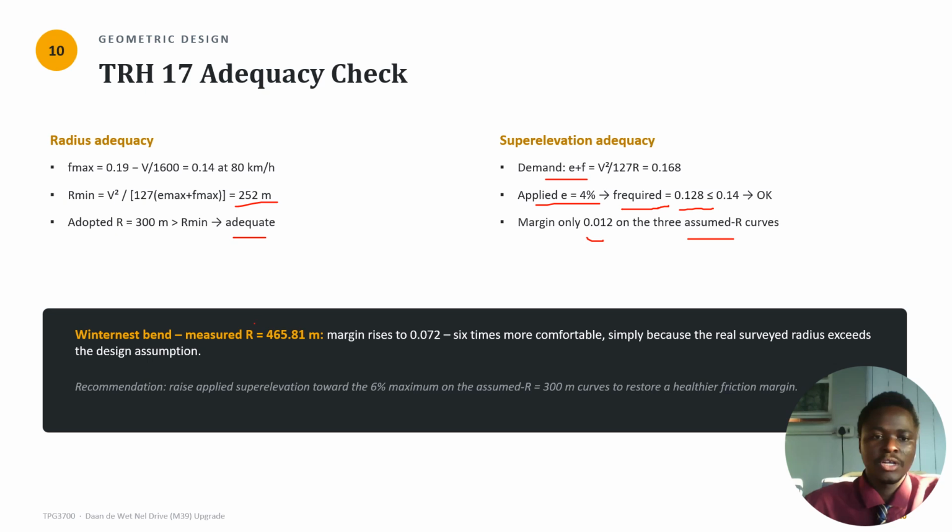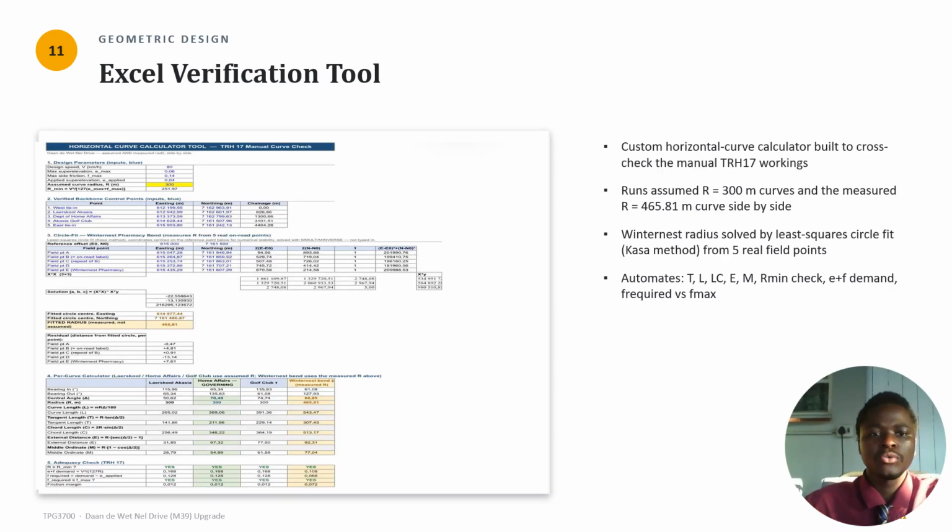But if I use my coordinate points, it gives me this direct coordinate point, not an assumed radius, and I use it for the chainage and everything. I calculate the radius and it gives me this, and it gives me an approximate margin 6 times better than the radius that I assumed. So I did an Excel verification. It shows everything, and every check was okay. So this can be adopted, or this can be adopted.